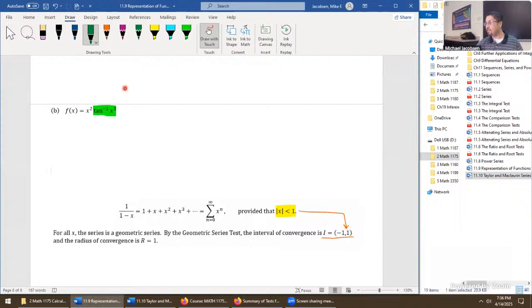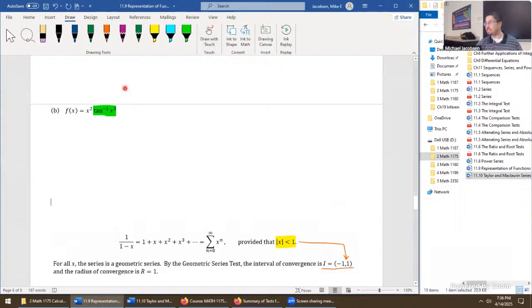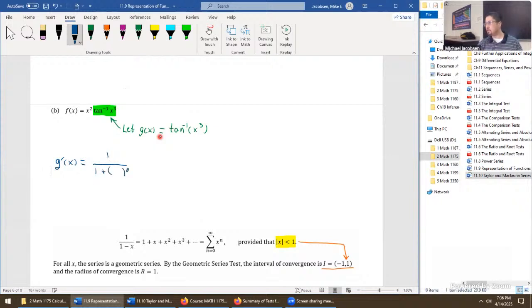So we should define tangent inverse x cubed as g of x. Let's say it right here. Let g of x equal tangent inverse x cubed. So now that we have that g of x, we're going to come back to the f of x function, but x squared is just hanging for the moment. First, differentiate g of x. The derivative of g at x goes like this. So there's our structure through the chain rule.